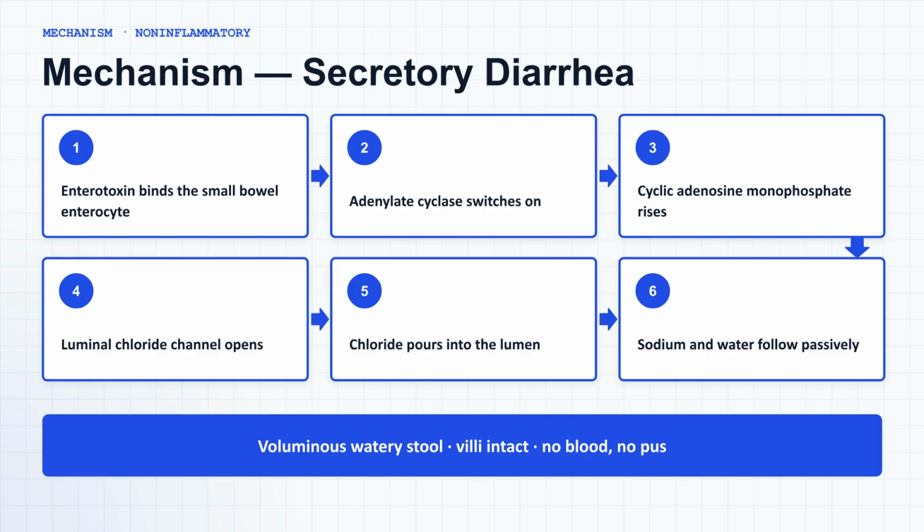Now notice what did not happen. The villi were never destroyed. There is no invasion and no ulcer, so there is no blood and no pus. That is exactly why fecal white cells are negative on this side of the split. Hold on to this mechanism. It is also the reason oral rehydration works, and we come back to that when we treat.